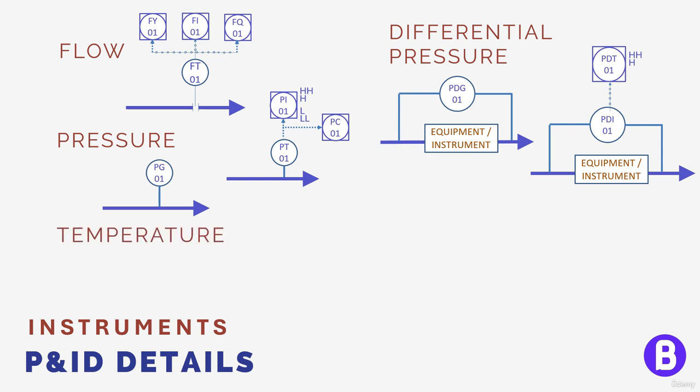Same thing can be the case for temperature. So we can monitor the temperature from the field. We can send the reading to the control room or to control the temperature and adjust control valve based on the reading of a temperature transmitter. We can also send the signal to the shutdown system, take some action and protect the system from a very high or a very low temperature, which can cause safety or operational issues in the plant.